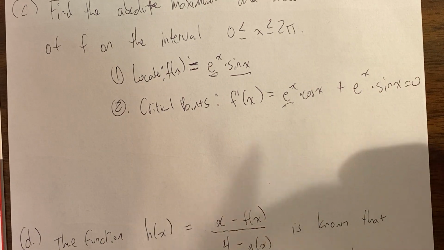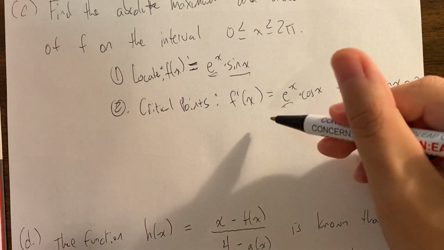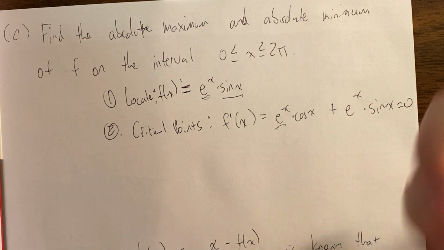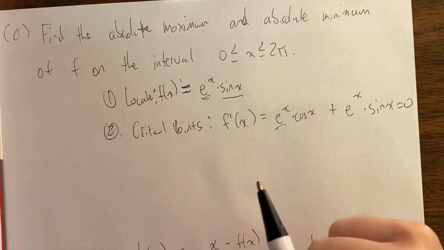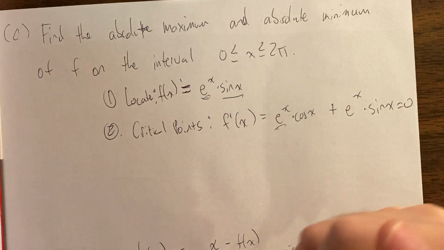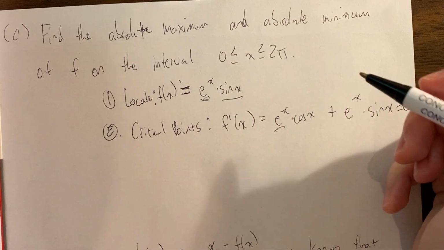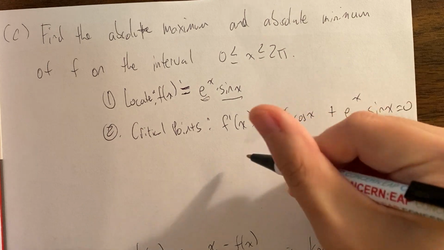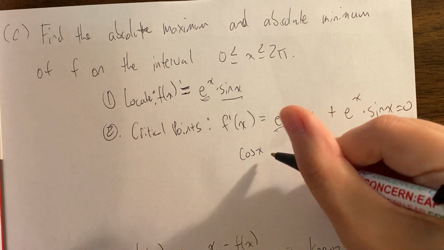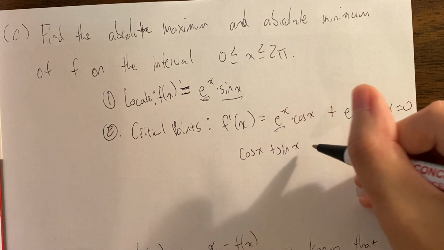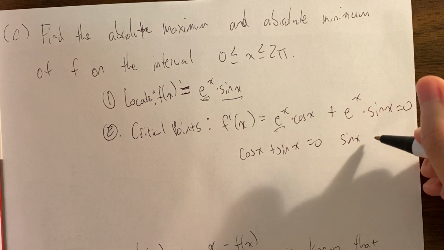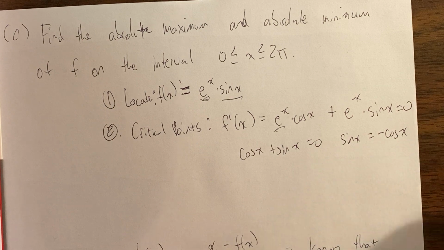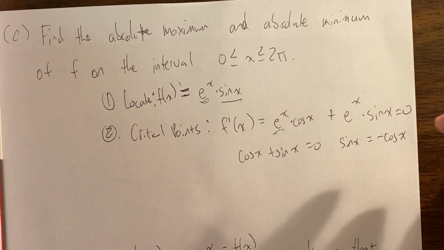But what we're going to do is first divide by e to the x to make this easier. And why can I divide by e to the x? Well, e to the x is always positive, so it's never 0, so we can divide by e to the x. So what we're going to get is cosine of x plus sine of x is equal to 0. And then we have to solve this, so it's going to be sine of x is equal to negative cosine of x.